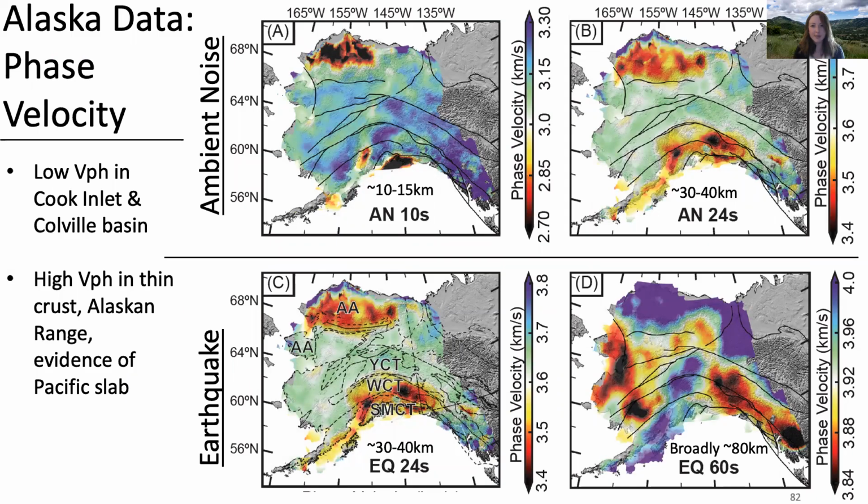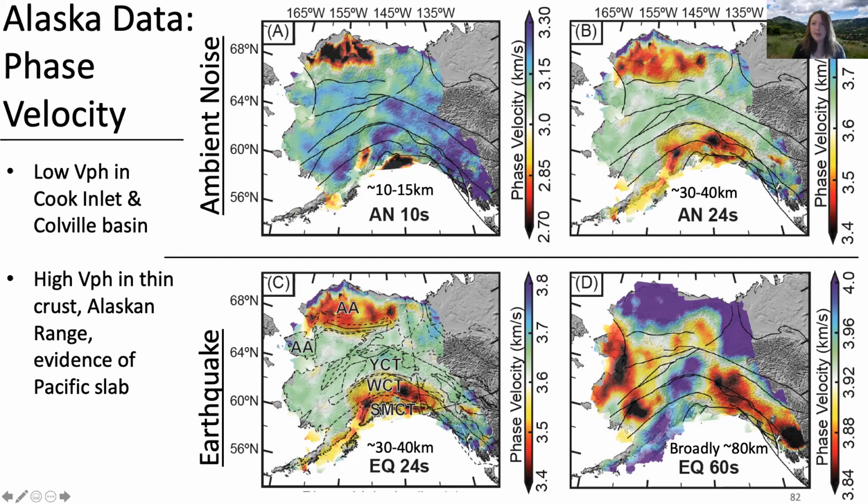Here are the final phase velocity maps for eikonal tomography and ambient noise cross correlations at 10 and 24 seconds period, sensitive to approximately 10 to 15 kilometers and 30 to 40 kilometers, and from Helmholtz tomography through Rayleigh waves created by teleseismic events at 24 and 60 second periods. At 10 seconds, we observe basins including the Cook Inlet, Alaskan Shelf, and the Colville Basin. At 24 seconds, we observe thicker crust or slower phase velocities underneath the Brooks Range and in southern Alaska, and faster velocities as we transition from the crust into the upper mantle in central Alaska.